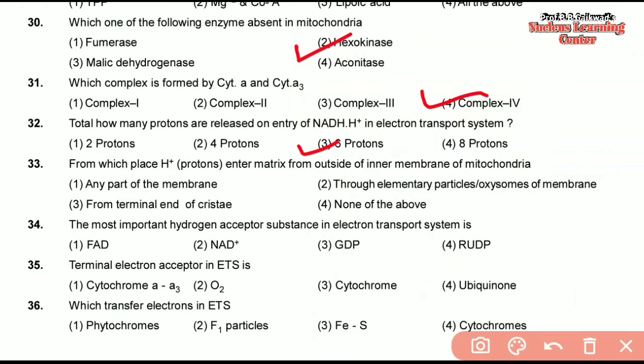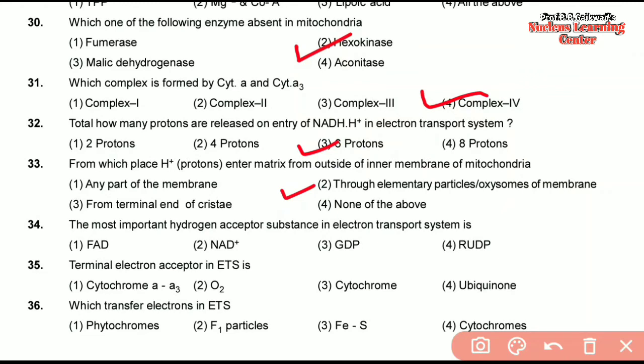Okay. The next is, from which place do protons enter the matrix? From the outside of the inner membrane of mitochondria. So for that the correct option is the second, through the elementary particles or oxysomes of membranes.